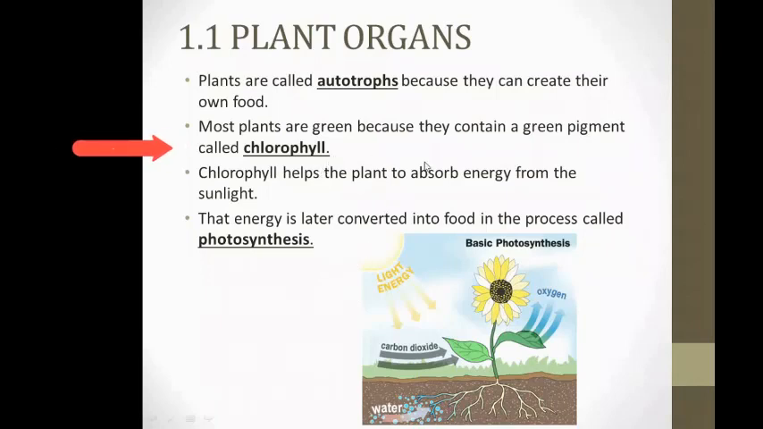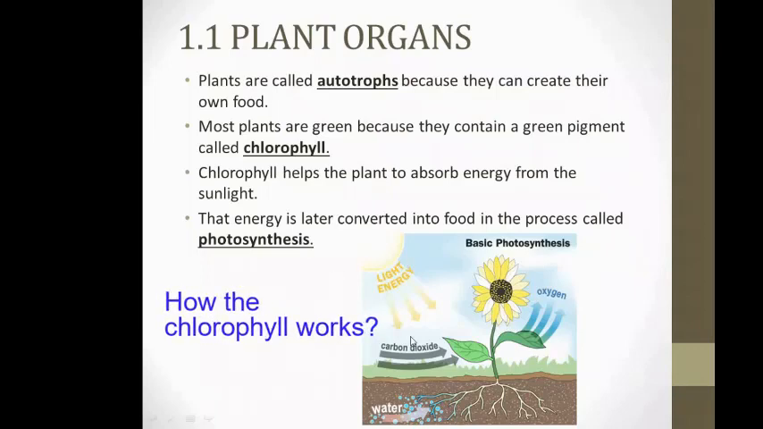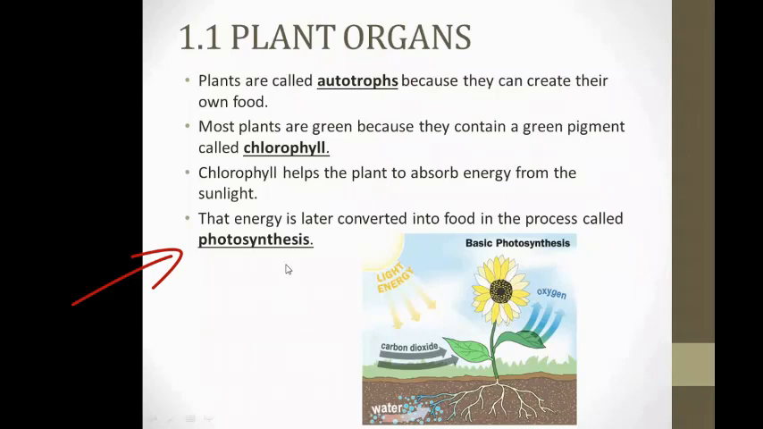Chlorophyll is a very important chemical because it helps the plants to absorb energy from the sunlight and produce food. Without chlorophyll, plants cannot absorb the sunlight and they cannot produce food, and eventually they will die. Now, how does chlorophyll work? It absorbs the heat energy that comes from the sunlight and converts that energy into food by the process known as photosynthesis. Here photo stands for light and synthesis stands for production. So production of food by the light is known as photosynthesis.